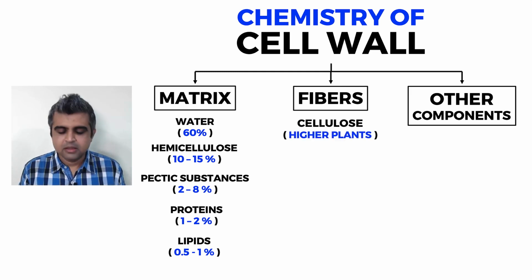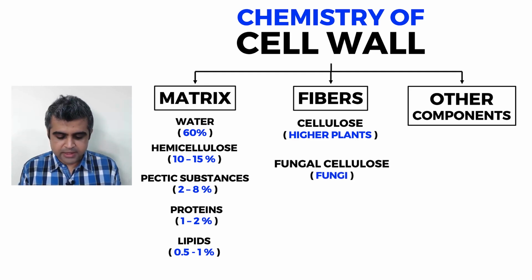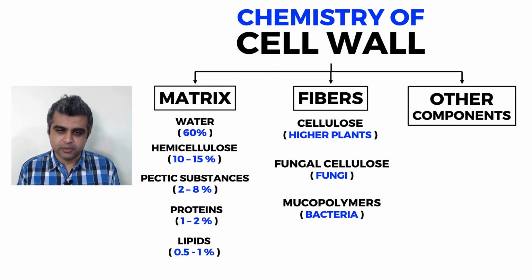So these microfibers or microfibrils will be either of cellulose, which will be found in the case of higher plants. If we are talking about fungus, it will either be fungal cellulose or it will be chitin, and in the case of bacteria, they will be mucopolymers.